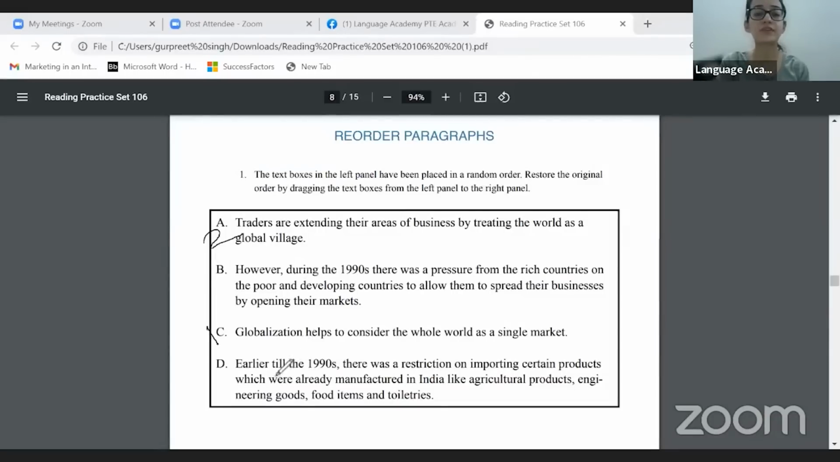And then there are two time periods, till the 1990s and during the 1990s. So till the 1990s will come first because till means before that time and during means during that time. So before the 1990s and then what happened in the 1990s. So even without reading the complete sentences, you could have got the right answer. Right? Any confusions, anyone? Should have been correct. Not all of you have done it correct.